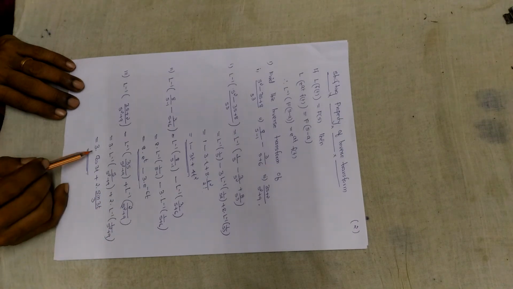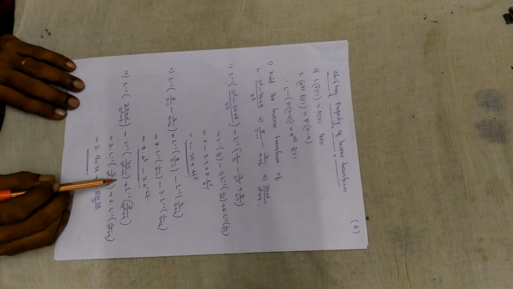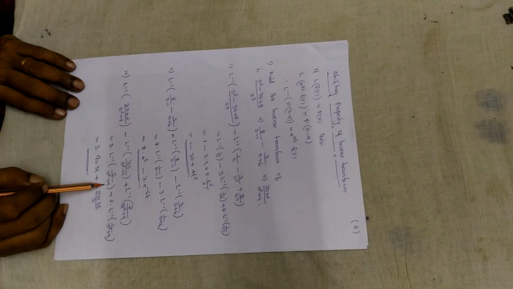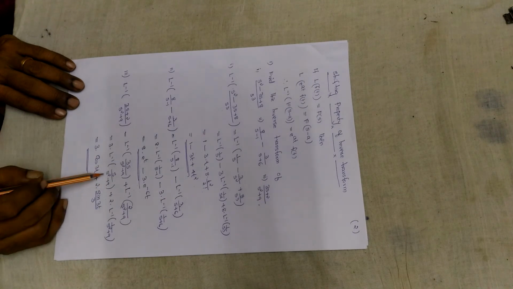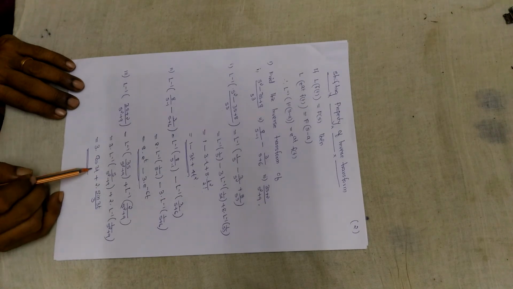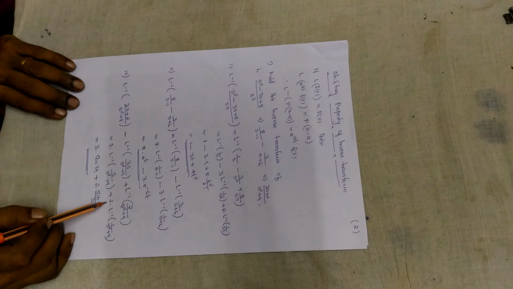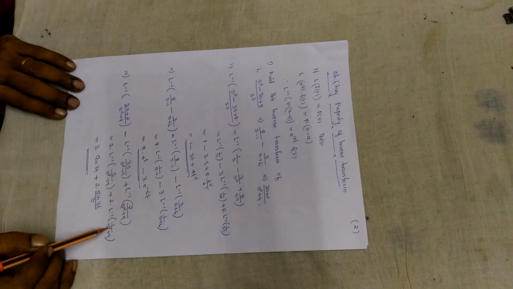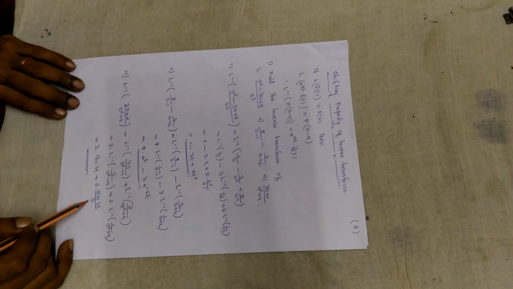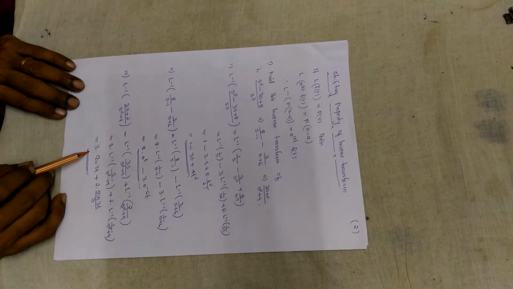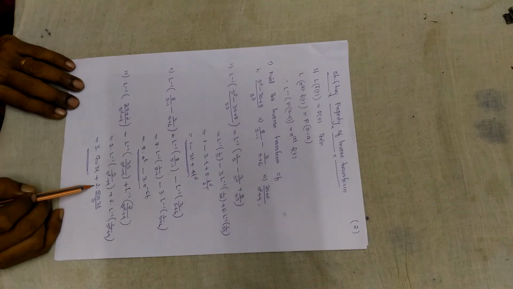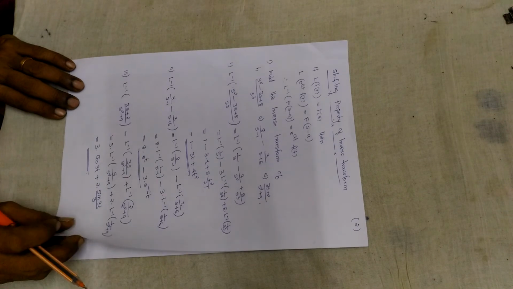So that is equal to 3 into, what is L inverse of s by s square plus 9? 9 can be written as 3 square. So L inverse of s by s square plus 3 square, that is cos 3t, plus 2 into L inverse of 1 by s square plus 3 square, which can be written as sin 3t by 3. So the answer is 3 cos 3t plus 2 into sin 3t by 3.